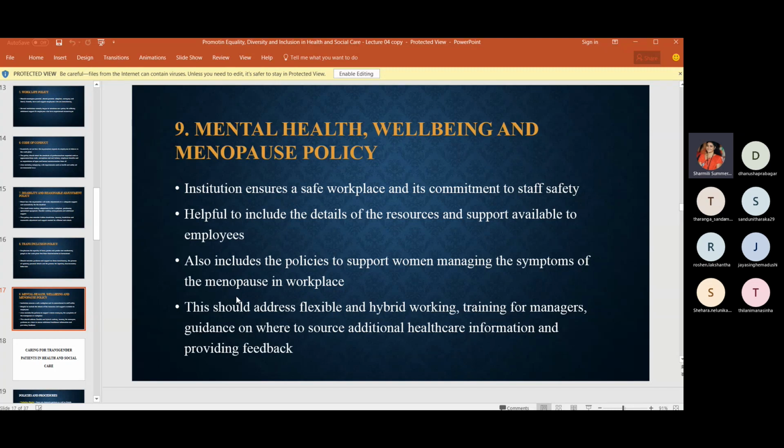And they can train the managers, with guidance on where to source additional healthcare information and on providing feedback. So these are regarding the mental health, well-being and the menopause policy. These are the most common or major policies that could be followed in any kind of work environment. In addition to this, there are different policies also.